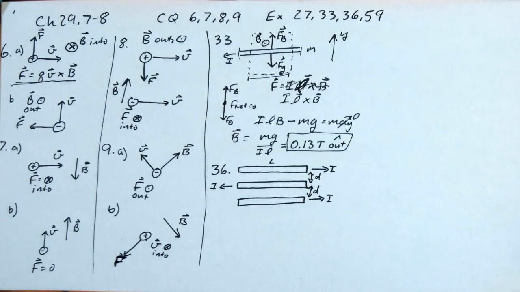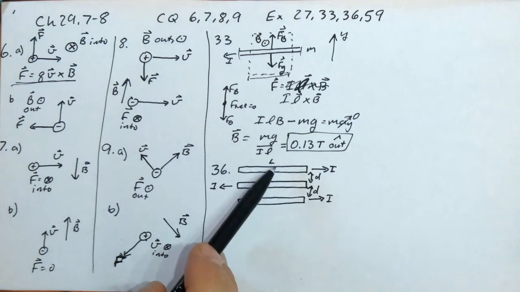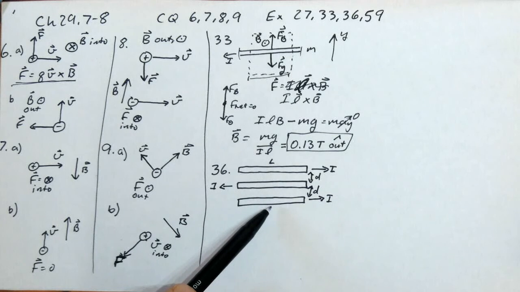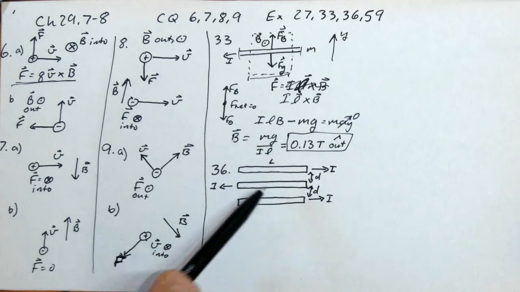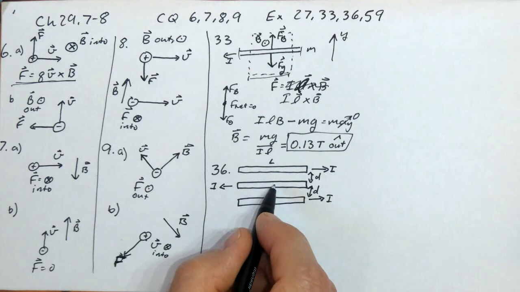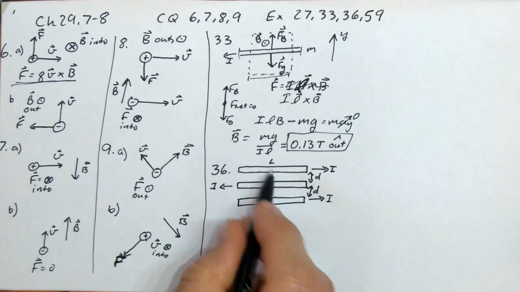All right? Okay, so our question is, what is the magnetic force, magnitude and direction, on each of these 3 wires from the other 2? So what's the force on this one from these 2? What's the force on this one from these 2? And what's the force on this one from these 2? Okay, let's start with the middle one. What is the force on this wire due to the magnetic field created here by these 2 wires?